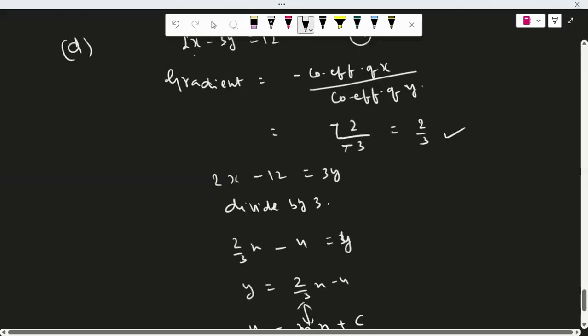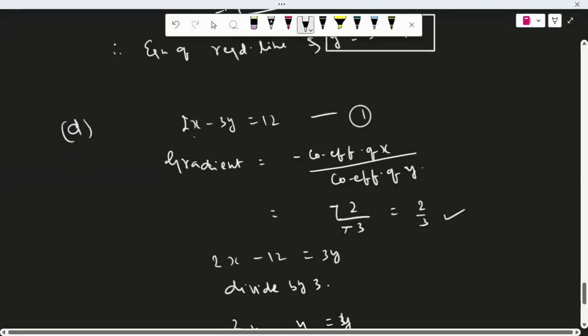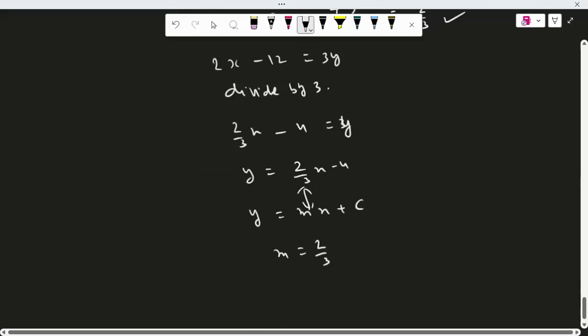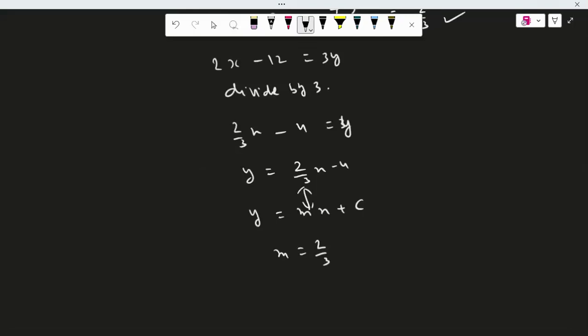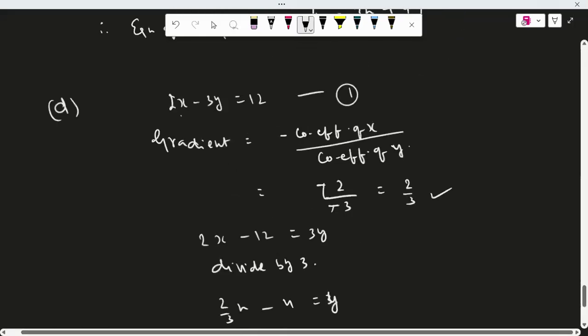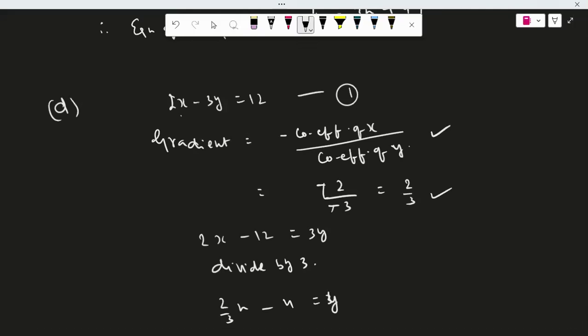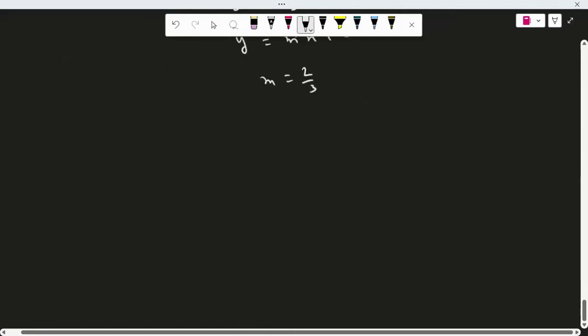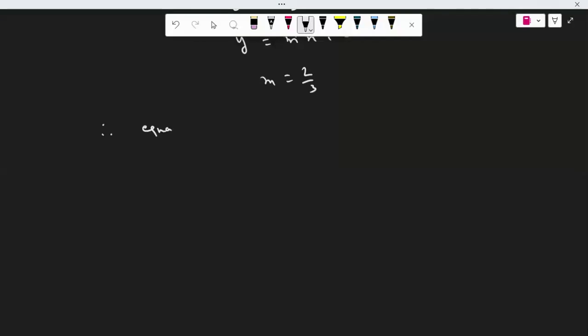So either you can find the gradient by using the slope intercept form, that means writing the equation in the form y equals mx plus c, or you can directly find the gradient with this approach: take the negative of the coefficient of x and divide it by the coefficient of y. That will be the gradient of the given equation of line.